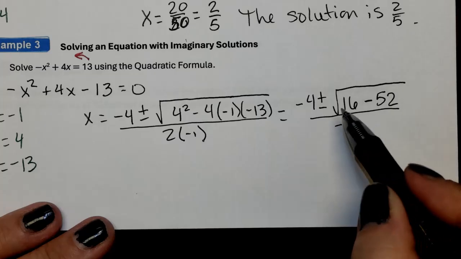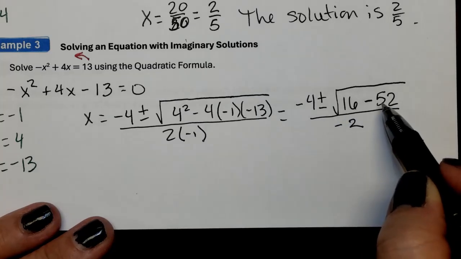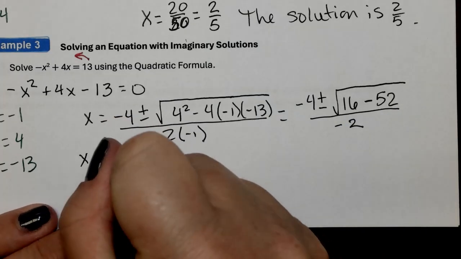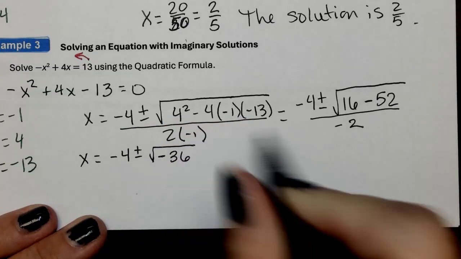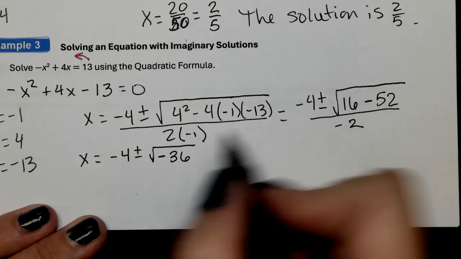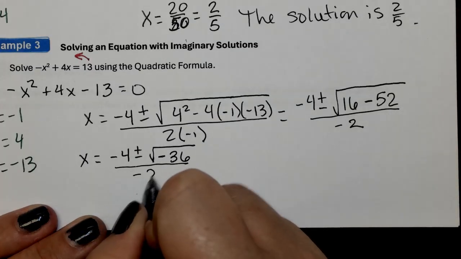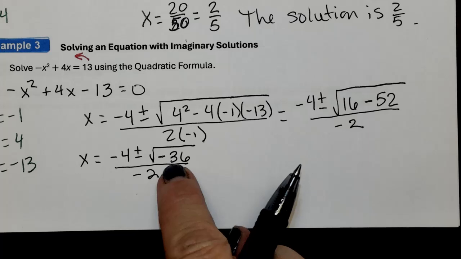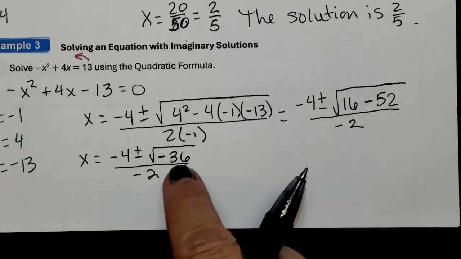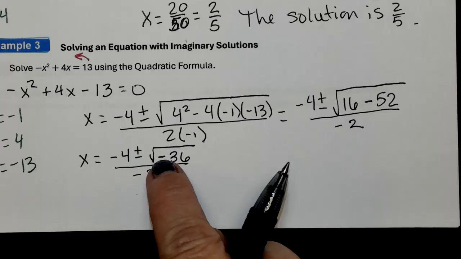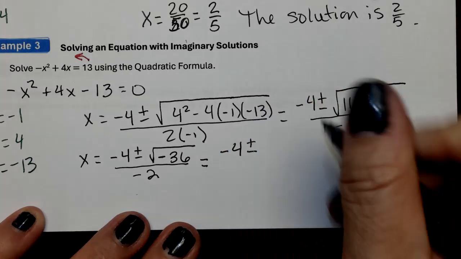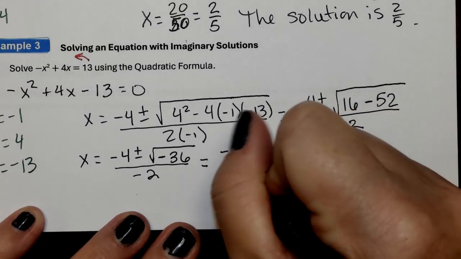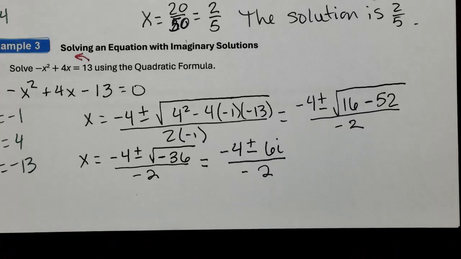So again, continuing on, we're going to take our 16 and subtract our 52. So we're going to get x is equal to negative 4 plus or minus the square root of negative 36, because that's what 16 minus 52 is, all over negative 2. So now I can find the square root of this. First, 36 is a perfect square, and my negative, I learned in lesson 2, becomes an i. So I can now rewrite this as negative 4 plus or minus 6i over negative 2.